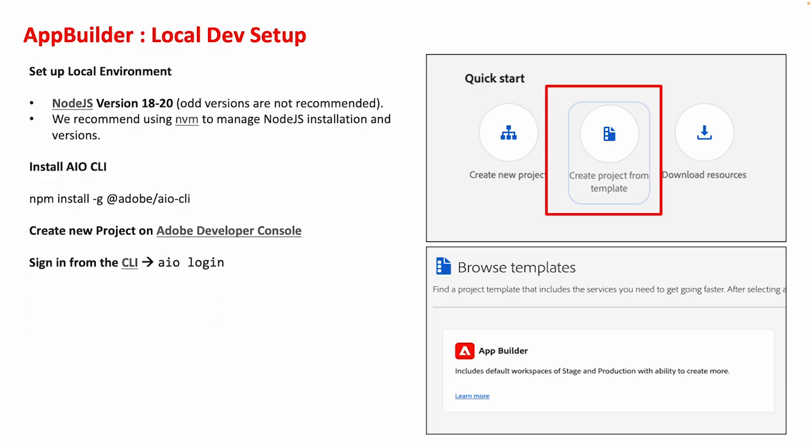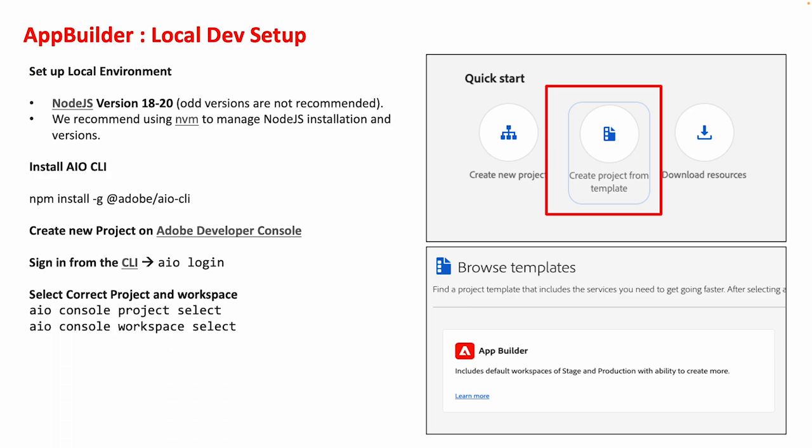Once the project has been created, you come to your command line and type aio login. This will bring up a login interface. Log in with the same username and password that you have used to log in to Adobe Developer Console. Once the login is successful, in the console you are going to get a token that suggests you are successfully logged in.